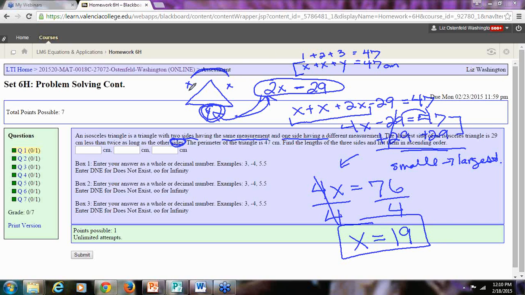So let's go back to our diagram. That means that this side is 19, and that also means that this side is 19. Well, what does this side equal? This side is 2x minus 29. So in order to figure out this side, I'm going to go 2x, which is really 19, minus 29. So 2 times 19 is 38. So I have 38 minus 29, which is 9. So this side right here is just 9. It says we're going to list from smallest to largest. So I'm going to go smallest, largest, largest, because they're the same. Okay?